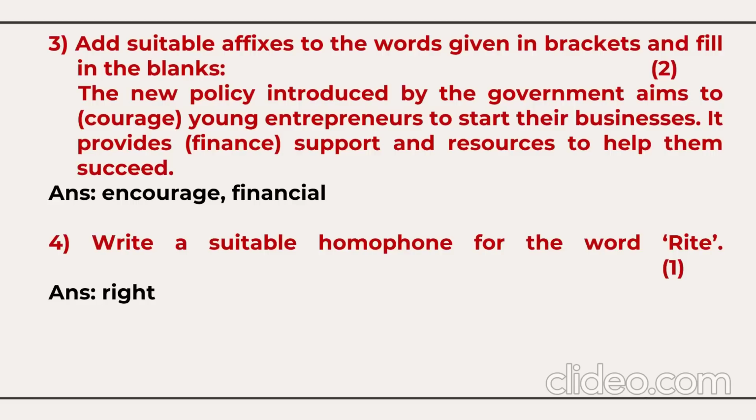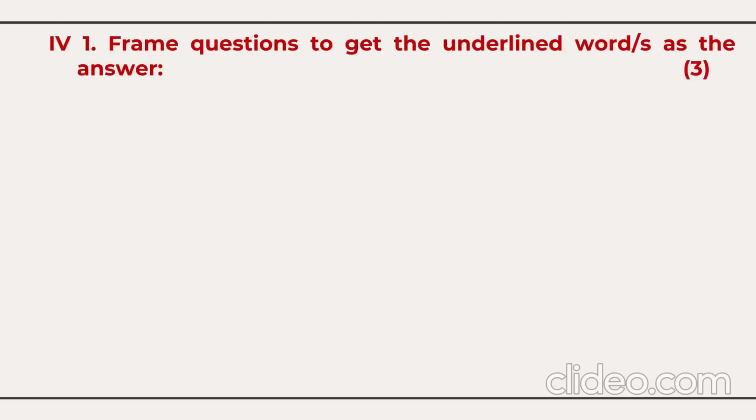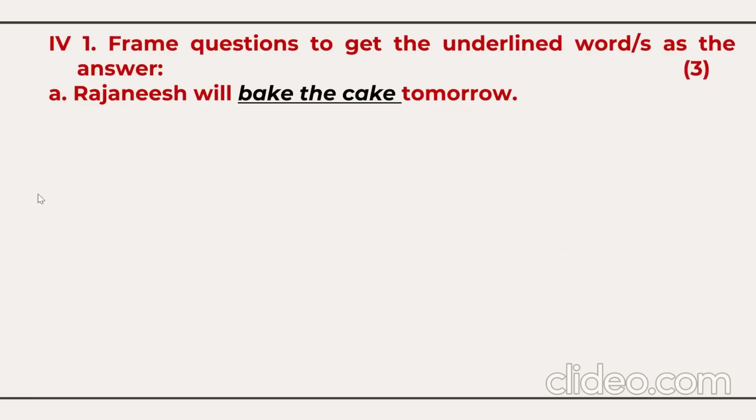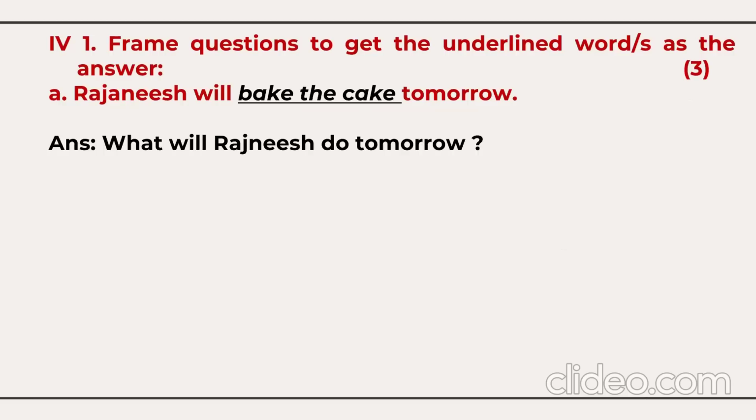In continuation with this section, now we need to answer the question's underlined word. We need to frame a question to get the underlined word as an answer. That's called WH question. I have done a special video on questioning. You can see the link in the description box. Rajneesh will bake the cake tomorrow. So what is the answer? What will Rajneesh do tomorrow? So I have to form a WH question to get this as an answer.